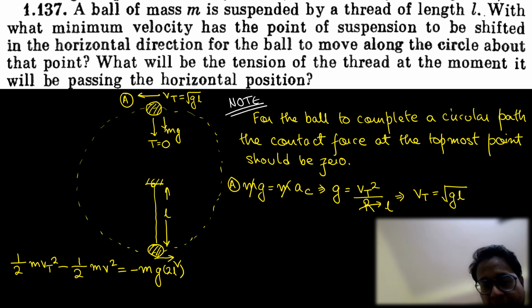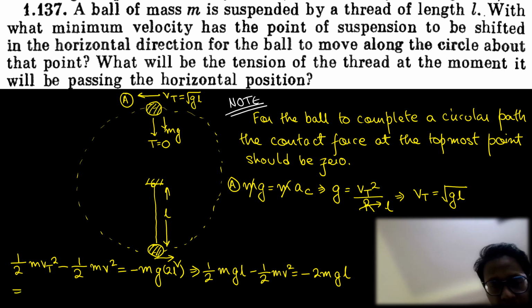What is vt? vt is under root of gl, so vt square is gl. If I rewrite this equation, half m gl minus half m v square is equal to minus 2 mgl. Or, 2 mgl plus half mgl, which is 5 by 2 mgl, is equal to half m v square.